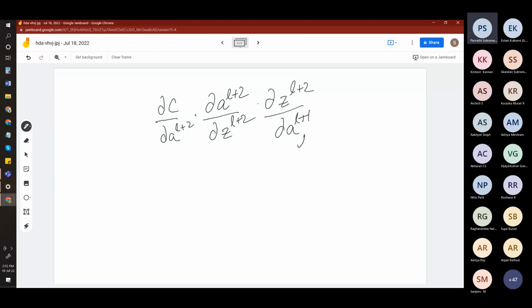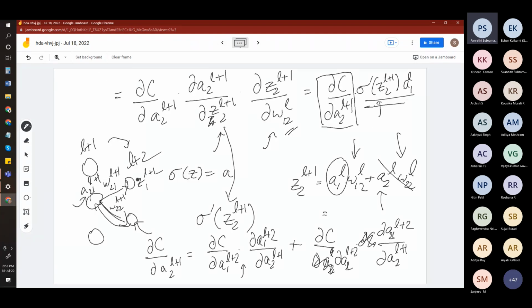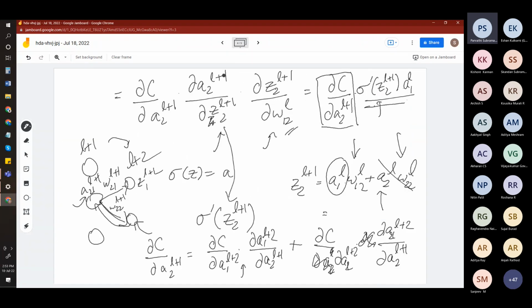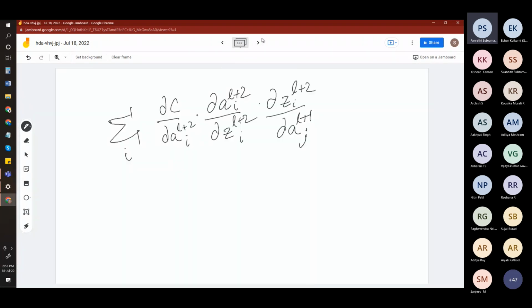Of course, if this was J, these would be I. And you would be summing this over all the I's of that layer. Right. So for this particular L plus 2 layer, there are only two nodes, so you would only have two terms in this. And now the important thing to realize is that we've essentially pushed the dependence of derivatives from the L plus 1th layer to the L plus 2th layer.